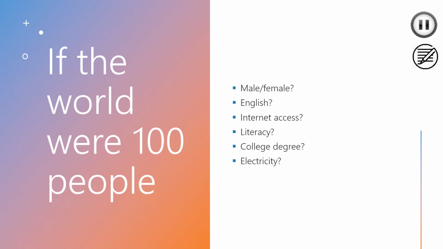Now imagine what the world would look like if it were only 100 people. How many of them do you think would be male and how many female? How many would speak English? I'd like you to pause this lesson and write down your predictions on these topics.